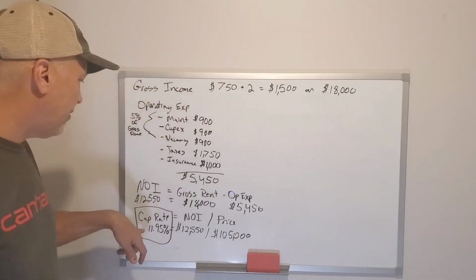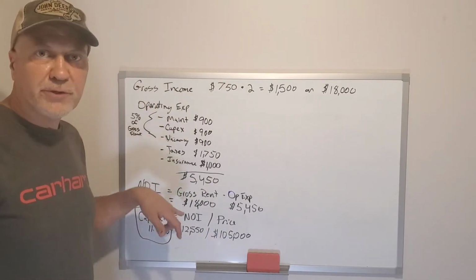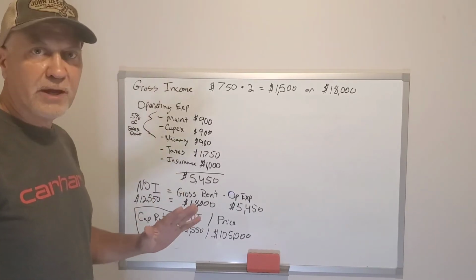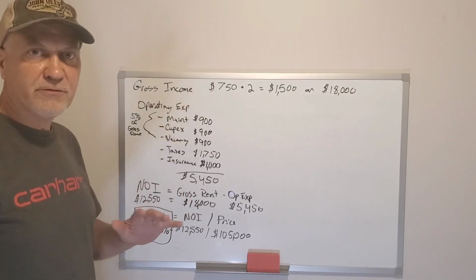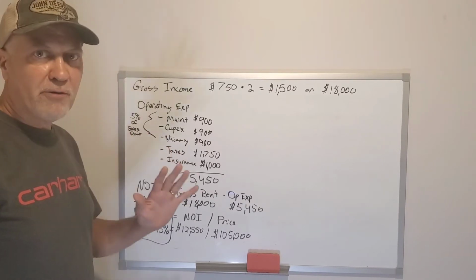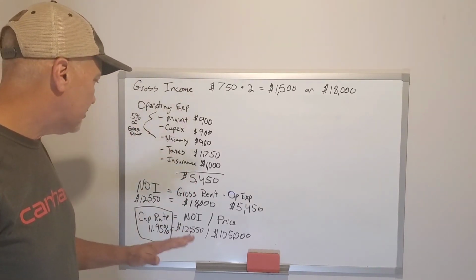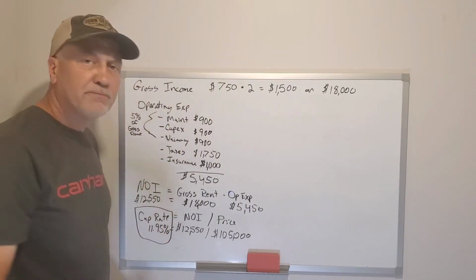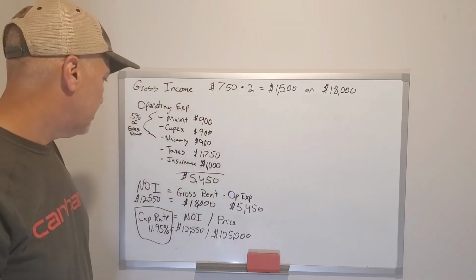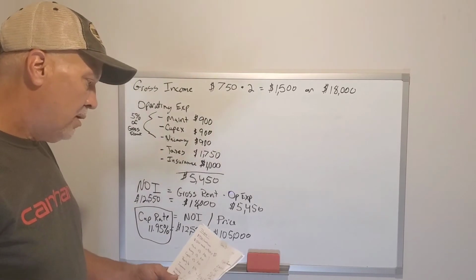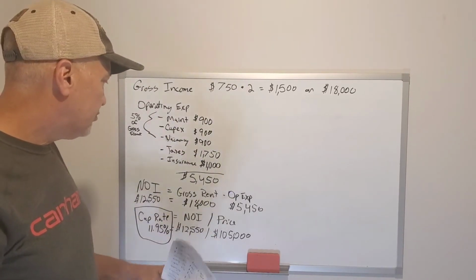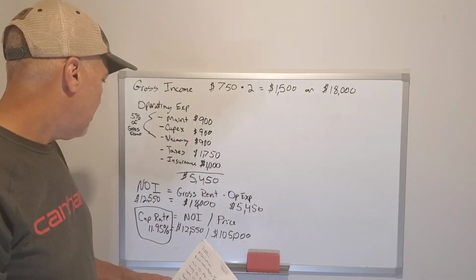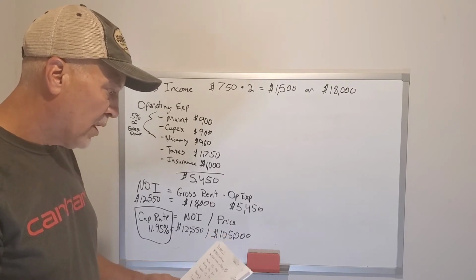It depends on your area. It depends on the class of the property, and I'm not going to go through class of properties in this video, but before you ever buy a rental property, make sure you understand class. In my area, that's about what I expect for a C-class property, around a 12% cap rate. So, yeah, that looks good right there at about 11.95.